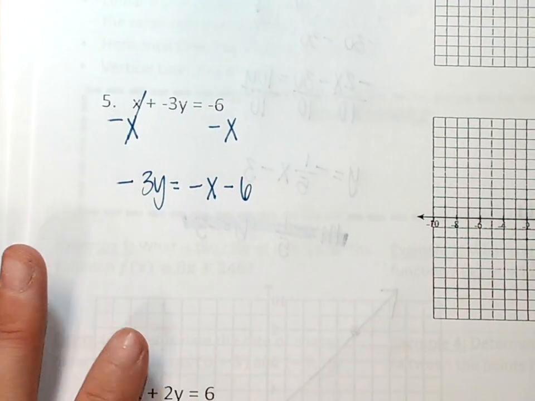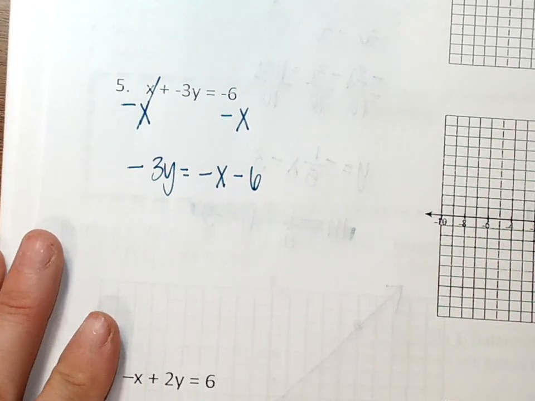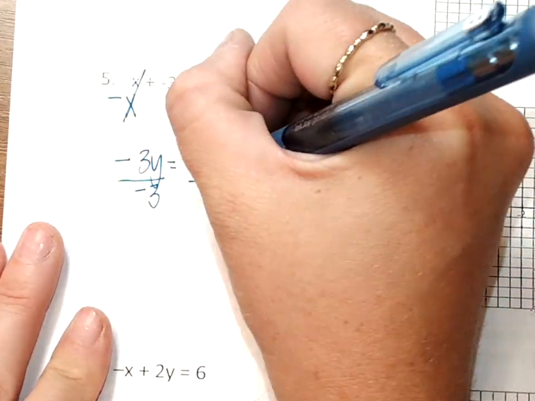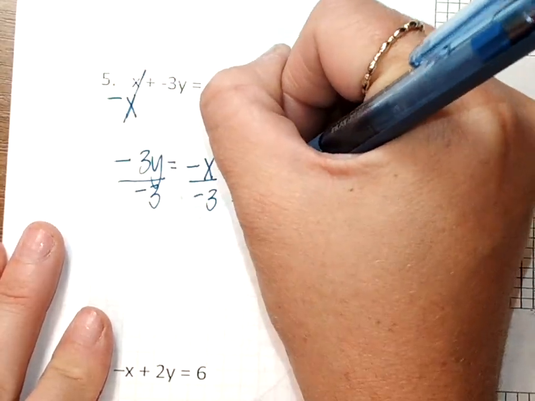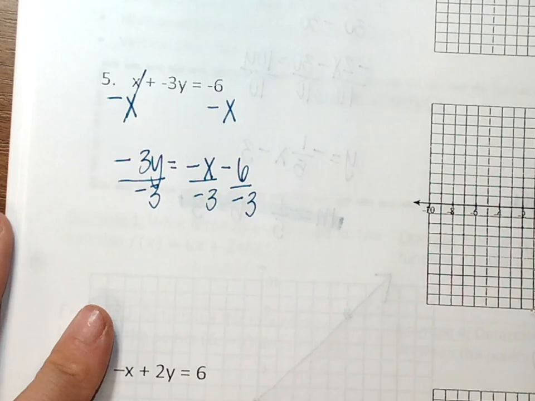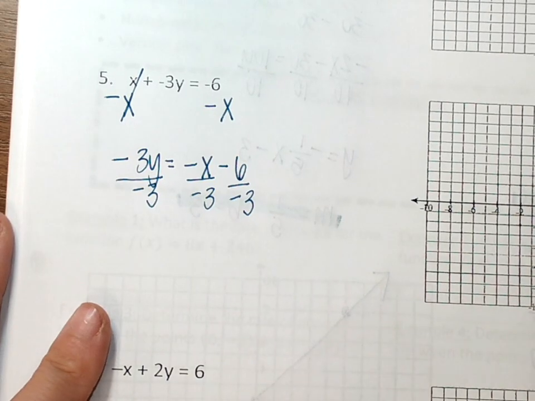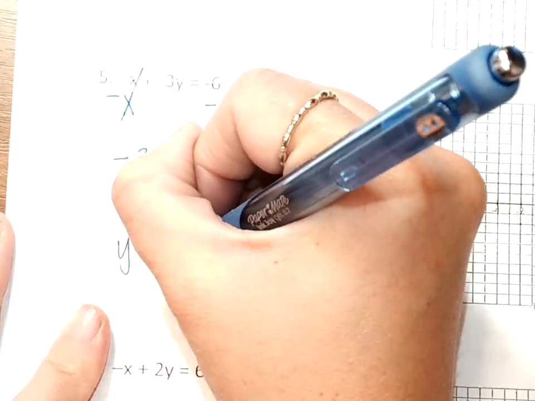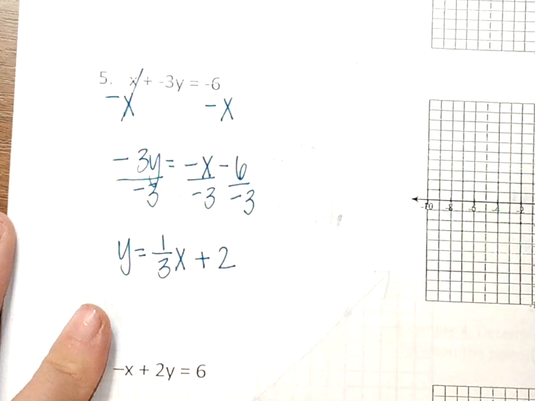Who can tell me what to do next? Andrew, I feel like you can tell me. What do you do next? Good, divide by negative 3. Can someone give me the whole equation in slope-intercept form? Donna, you got it? Y equals 1/3 x plus 2. 1/3 x plus 2. Okay?